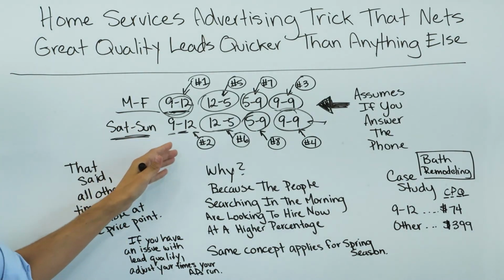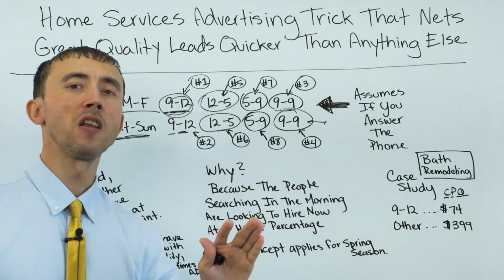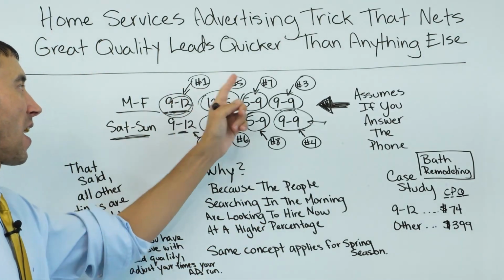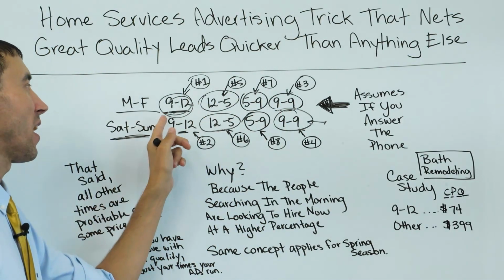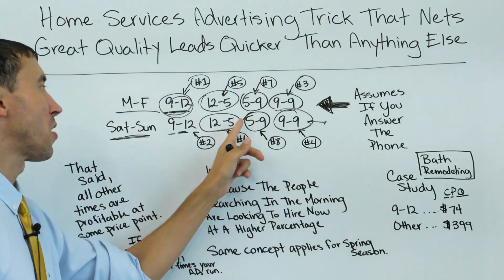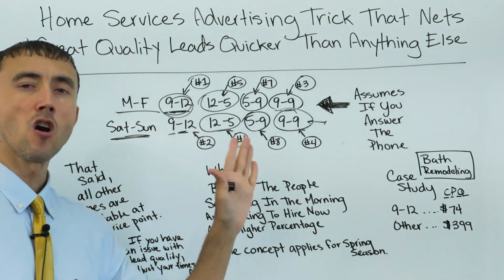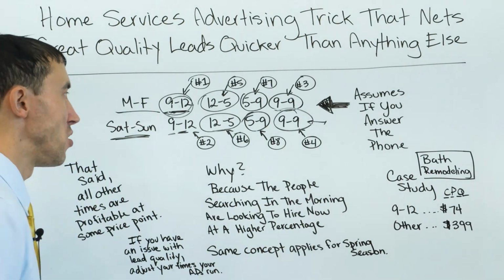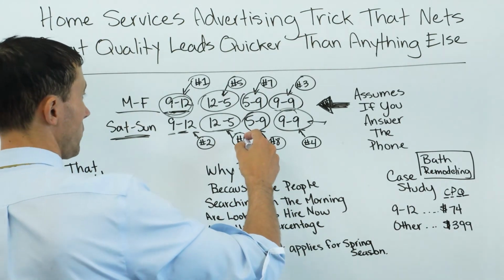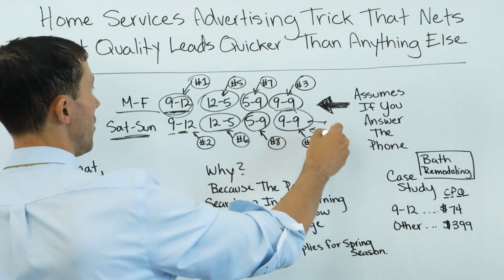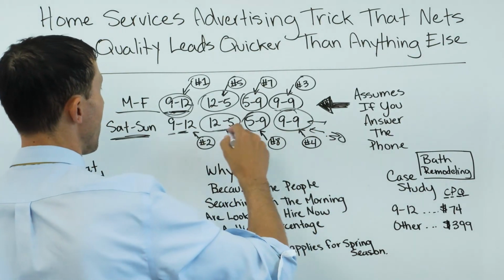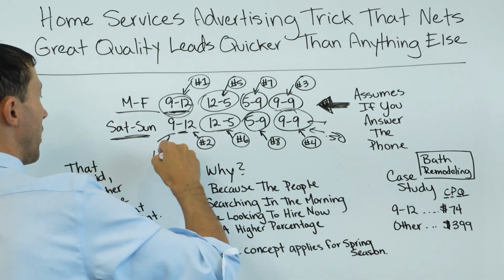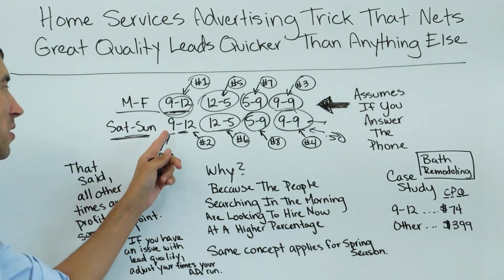With that said, your job, if you want to make the most money with your ads, is to identify the cost per click you can afford to pay for each one of these time slots to get the cost per appointment you need to be profitable at your company. And you may only be able to pay, assuming you can't answer the phones overnight, 30 cents a click here, whereas here you could pay $1 a click because you're answering the phones here.